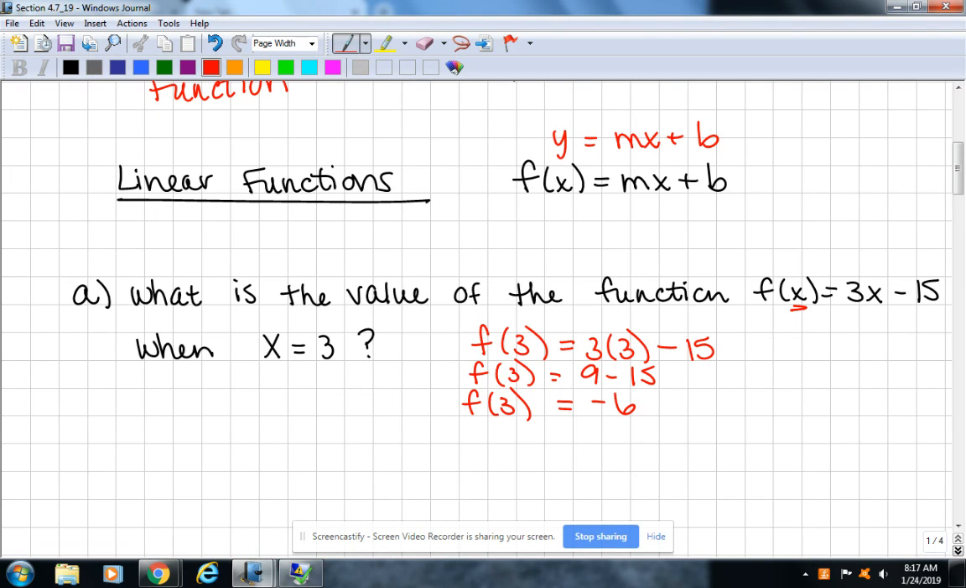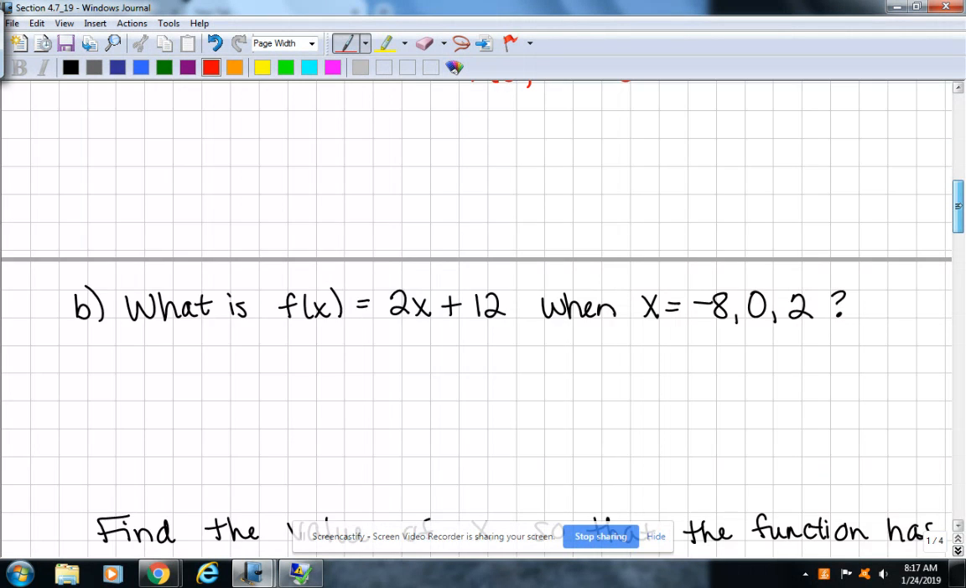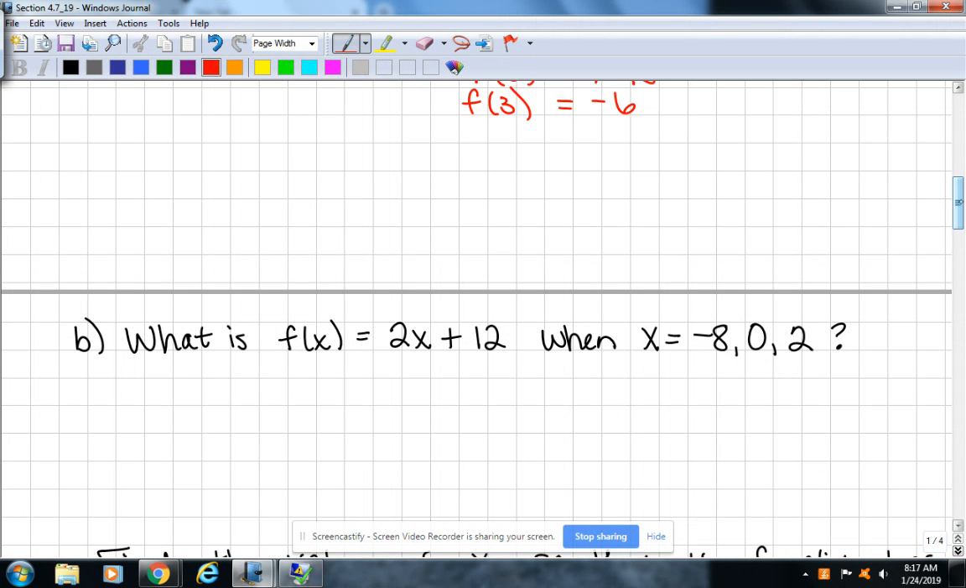Okay? So all you do, if they tell you x values, you plug them in to get what that function value is. All right? So this one asks you to do 3 different function values. It says, what is f of x equals 2x plus 12? And this time they gave me 3 x values to try: -8, 0, and 2. So what do you think we'll have to do? Plug all of them in individually. So that's what you have to do.